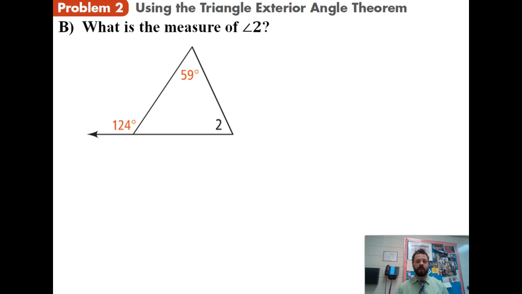Let's take a look at one more way we can apply that triangle exterior angle theorem. In part B, it asks, what's the measure of angle 2? And once again, we have a problem where we're dealing with both exterior and interior angles. Notice this time, though, they gave us the exterior angle, and I need to solve for one of the opposite interior angles. Okay, we can use the same formula. Exterior angle equals the sum of the two interior angles. So in this case, the exterior angle is 124 degrees. And that's going to be equal to the two interior angles added together. So we'll say equals angle 2 plus 59.